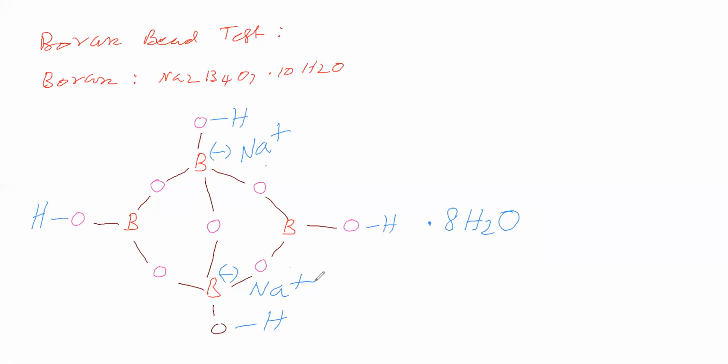So what is the formula of borax? We'll see this borax formula. This borax is containing 2 sodium ions. The 2 sodium ions we will write here. Then boron atoms. How many boron atoms? 4 boron atoms are present. Then oxygen atoms. If you see, one oxygen, second, third, fourth, then fifth, sixth, seventh, eighth, ninth. Then 9 oxygen atoms are present.